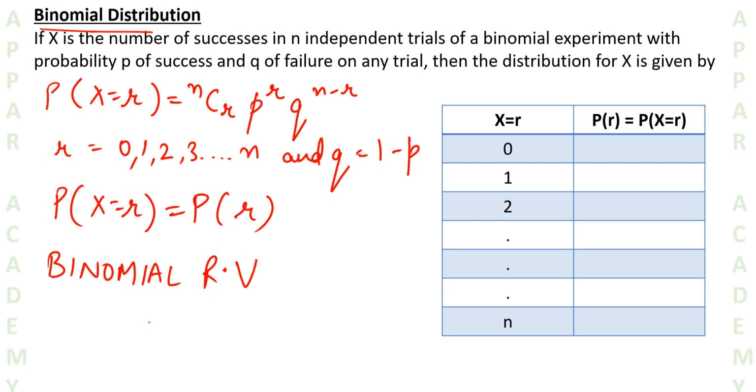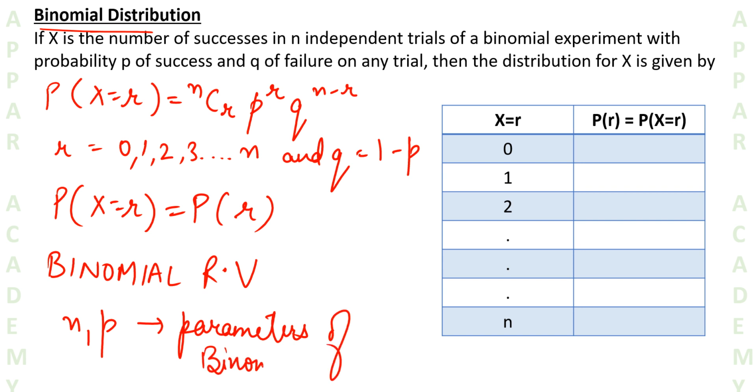Also, it is said to have binomial distribution. Please see that this n and p are the parameters of binomial distribution. This is very important, that n and p are parameters of binomial distributions, right? So now let's form the table that if x is equal to r, what is the probability?